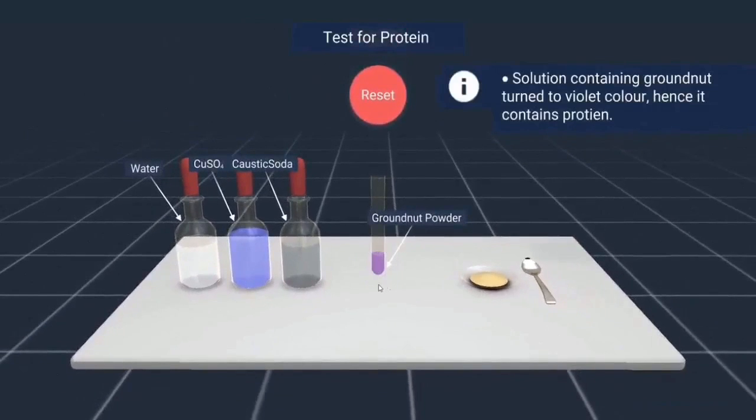Again you have to shake the test tube. When you shake the test tube, you see the appearance of violet color in the solution. As a result, it confirms the presence of protein in the food sample.